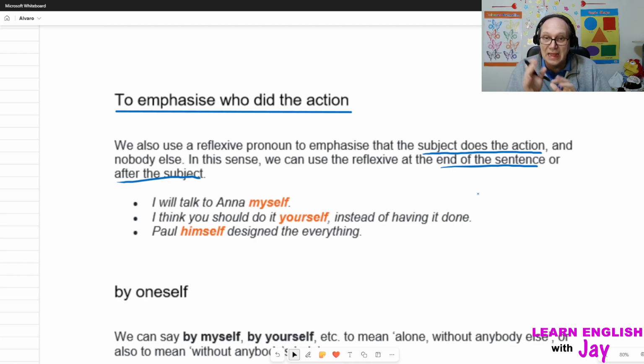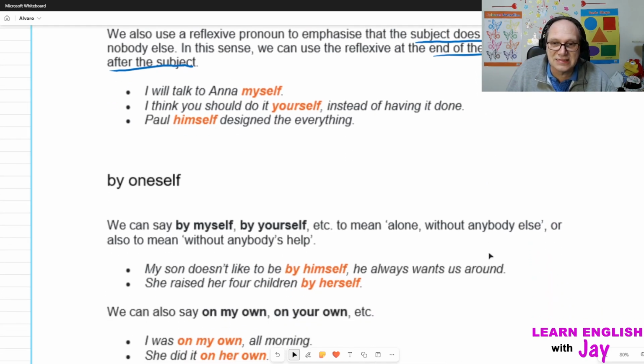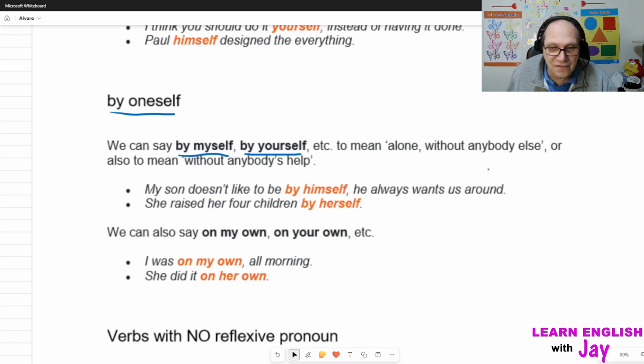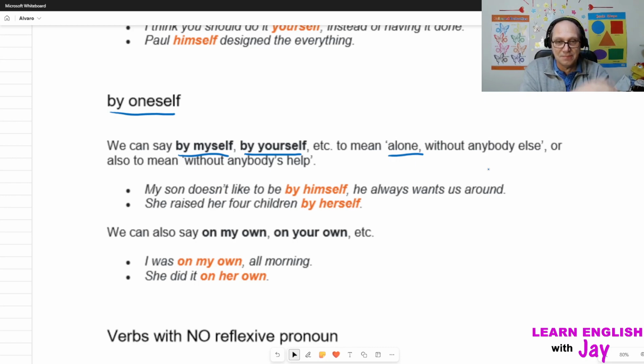Or Paul himself, that's right after the subject, designed everything. That way you can really emphasize that that person did the action. You can also use things like by myself, by yourself, by oneself, etc. And that just basically means alone. Alone, without anybody else, without anybody's help, without any other person's input.